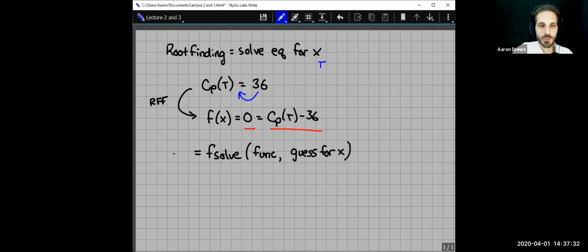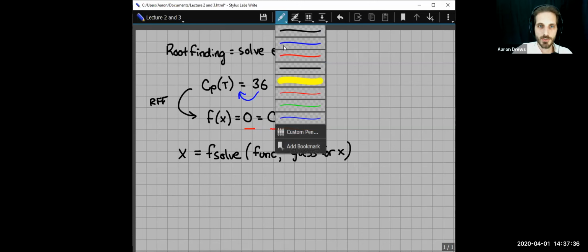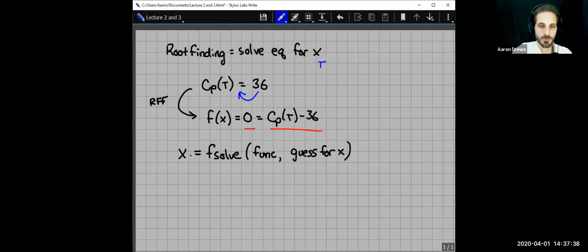Right, and the output of fsolve is going to be the value of x. It's going to solve that function or that equation. This is what we would call the root. The guess over here is just because you've got to get started somewhere, and so you need some intuition about where that root ought to be, where the solution ought to be.